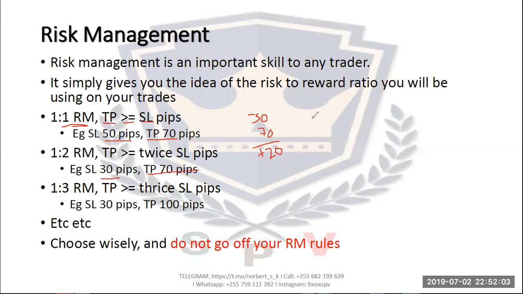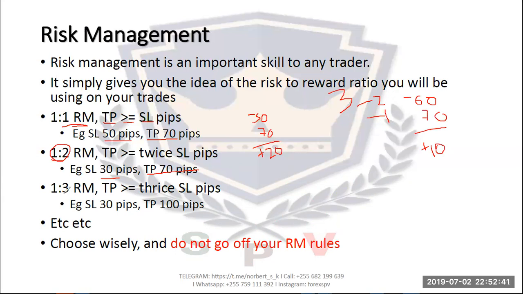So if you take three trades and you lose two, you win one trade, you will still be in profit using this risk management. Like if you lose two trades, you get -60 pips. And if you win one trade, you get +70 pips. So in aggregate, you will have +10 pips. So you'll still be in profit there.